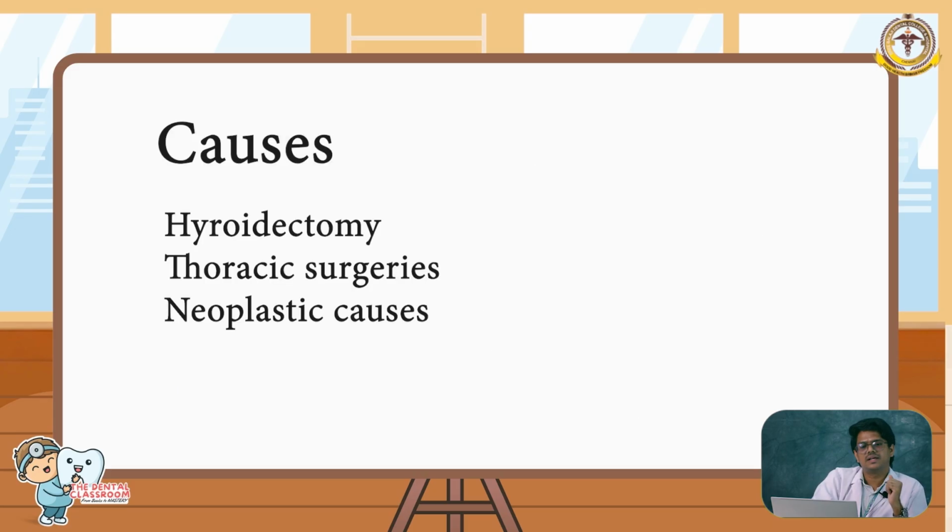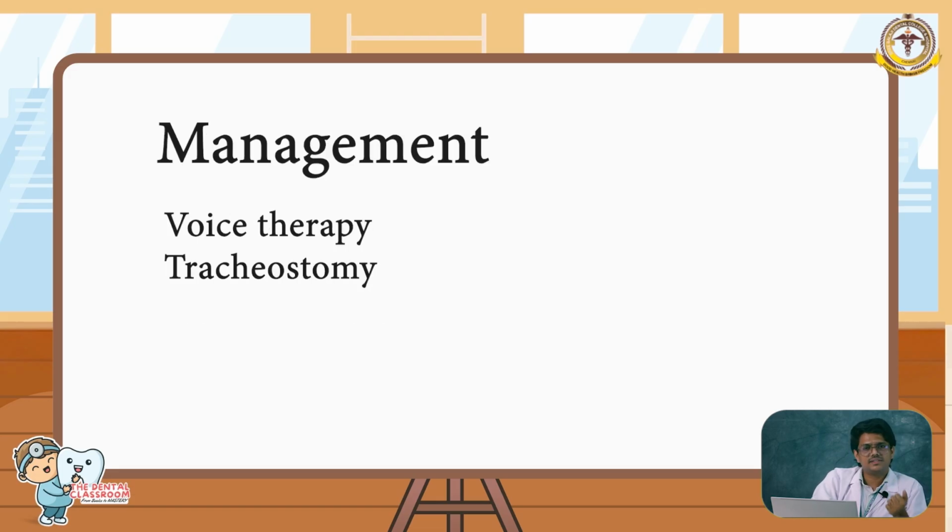Coming to the causes: iatrogenic causes like thyroidectomy and thoracic surgeries, neoplastic causes like lung, thyroid and esophageal carcinoma, and neurological causes like brainstem lesion and aortic aneurysm. Management is voice therapy for unilateral cases; tracheostomy may be required for airway compromise.